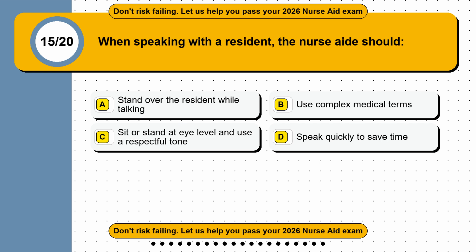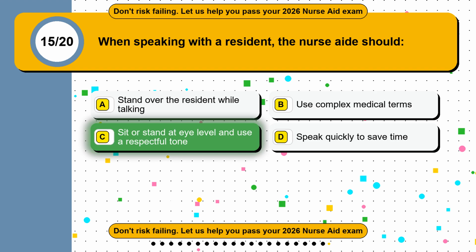Question 15. When speaking with a resident, the nurse aide should: option A, stand over the resident while talking. Option B, use complex medical terms. Option C, sit or stand at eye level and use a respectful tone. Option D, speak quickly to save time. The correct answer is option C. Sit or stand at eye level and use a respectful tone.